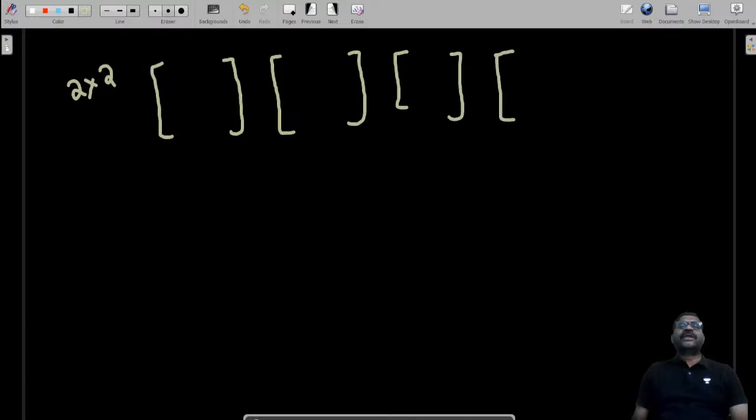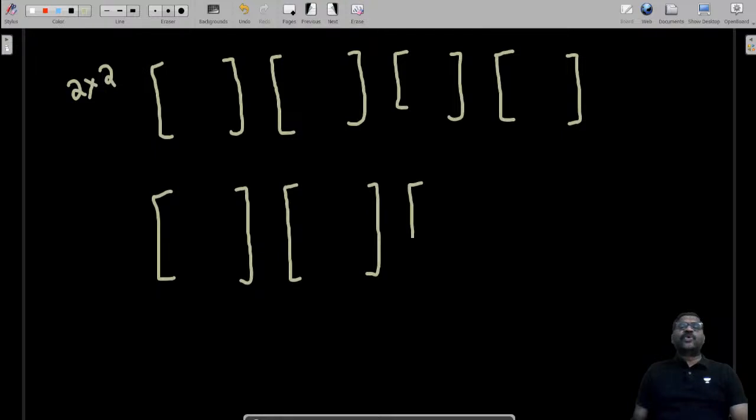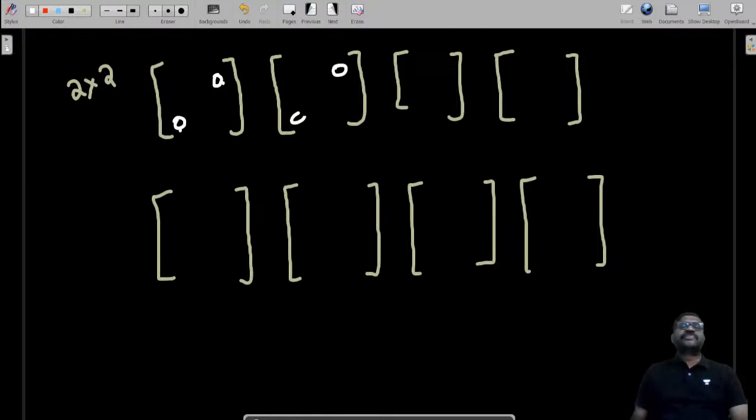First I am framing 2 cross 2 matrices. A matrix is said to be symmetric if A transpose equals A. A transpose equal to A means the element in the ith row and jth column and the jth row and ith column must be equal. Here all the entries are either 0 or 1. So observe 0 0. First row second column and second row first column are same.